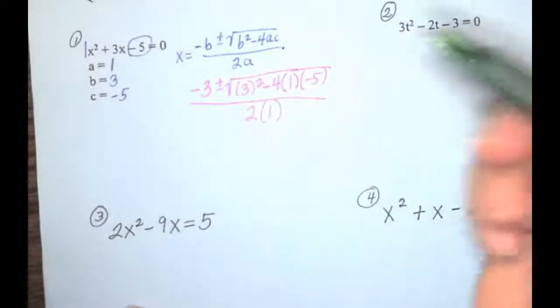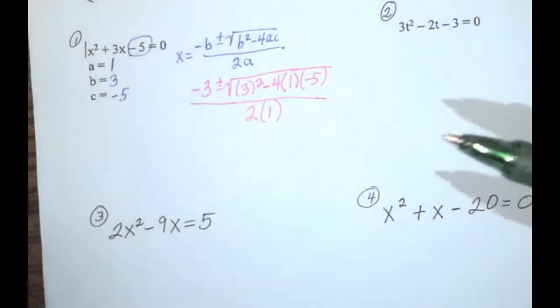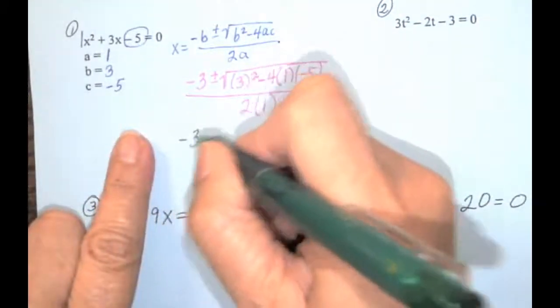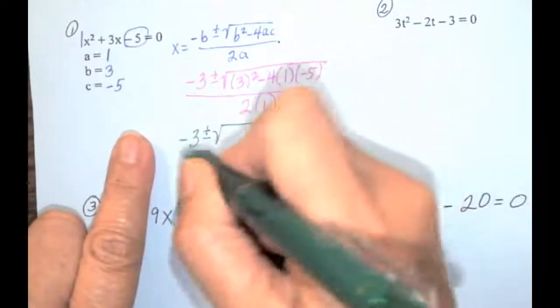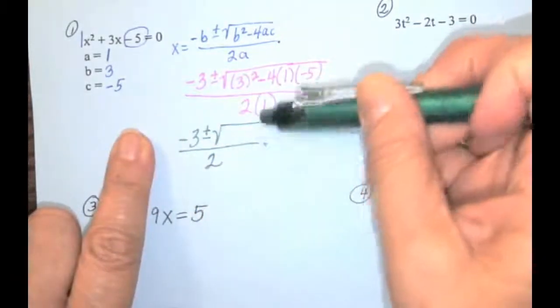Please don't put this whole thing in your calculator, because then you'll get an approximate answer. You'll have to round the decimal, which sometimes you want to do in a real life scenario to get an idea of what you're talking about. But if we're building something, we sure don't want to lose accuracy. So let's bring down our negative 3 plus or minus the square root. What's in the bottom? 2 times 1 is 2. Now let's just do the math.